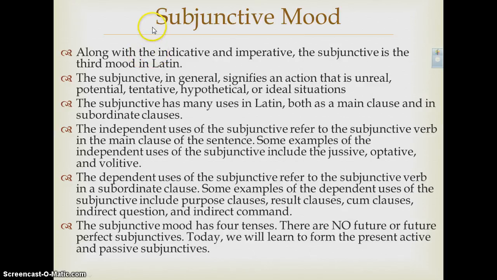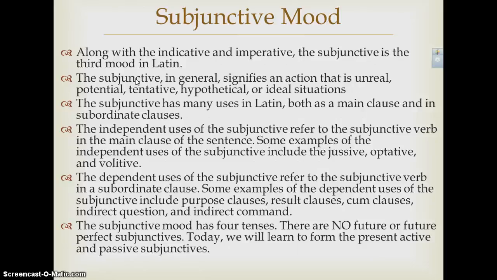Okay, so let's start by talking about what the subjunctive mood is. The subjunctive mood is a mood like the indicative and the imperative. Remember, the indicative mood tells you general statements and questions. Imperatives give commands. The subjunctive, in general, shows an action that is unreal, potential, tentative, hypothetical, or ideal. Don't get too wrapped up in that definition, because the more practical use of the subjunctive is going to be in subordinate clauses, and we'll talk more about that in a bit.